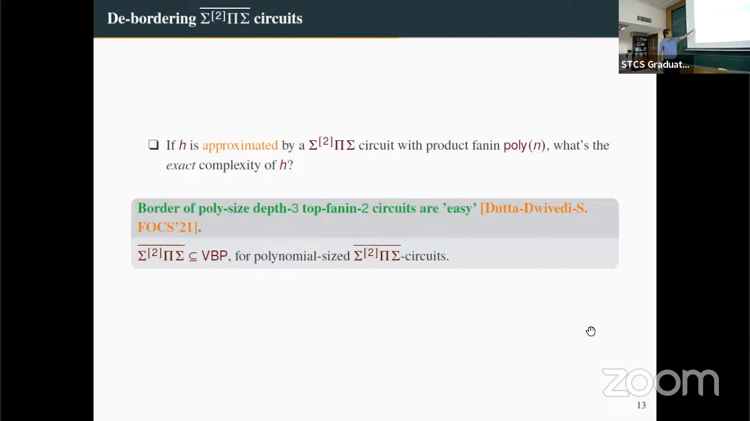If you have a poly-size circuit, which just means you multiply poly(n) many linear polynomials 2 times and add them, and you are approximating your polynomial, then it means that your polynomial is already in determinant or branching program closure. It's in VBP, which is classical. There is no approximation. So we are debordering, or we are de-approximating. We are making it exact. So this is the result, the first of its kind.